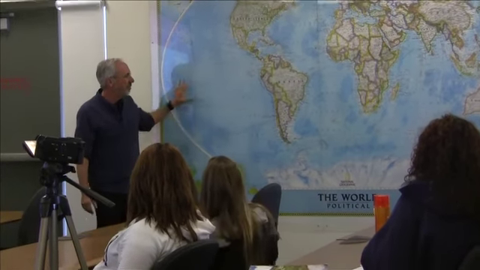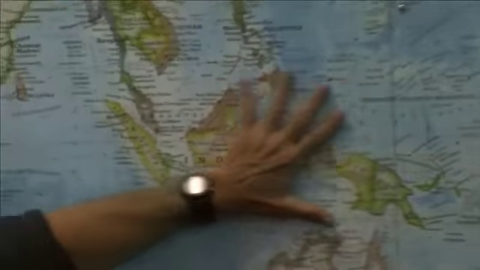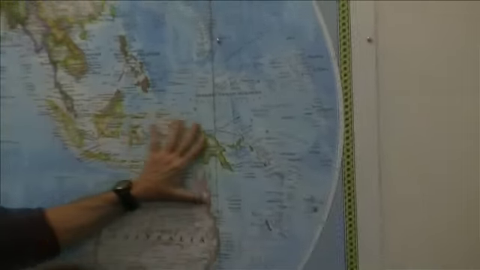Now let's talk about what happens meteorologically when this El Nino event occurs. Let's start off over here. Now remember, all that warm water is gone, replaced by cool to cold water.